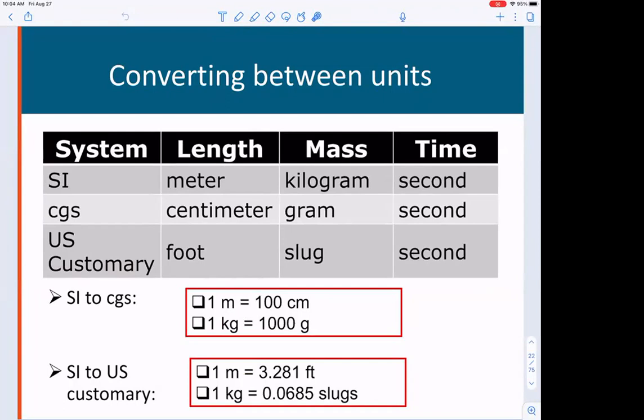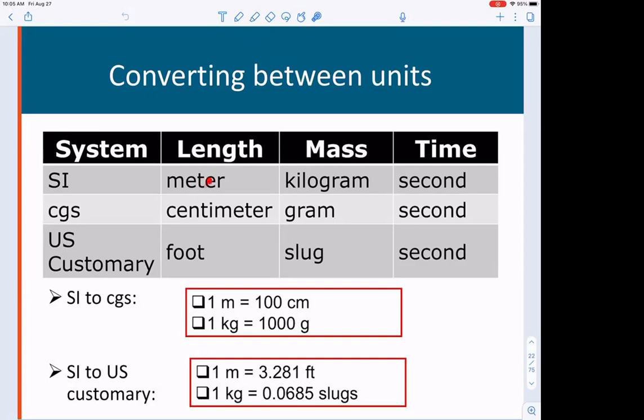So we had this SI system of units, which is the one that we will use most often in this course, where length is in meters, mass is in kilograms, time is in seconds. Then there's CGS, where you have centimeters, grams, and seconds. And then the US customary, where you have length in feet, slugs, and seconds. And then here are some conversions.